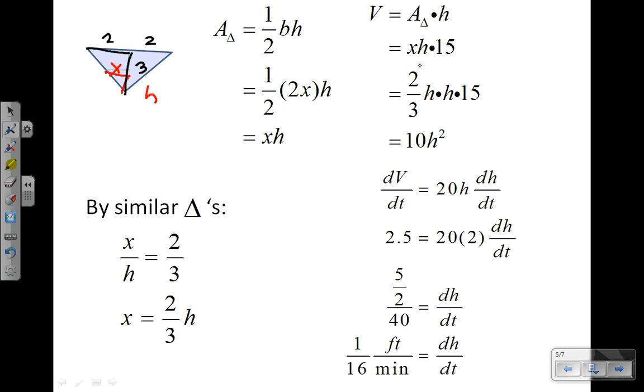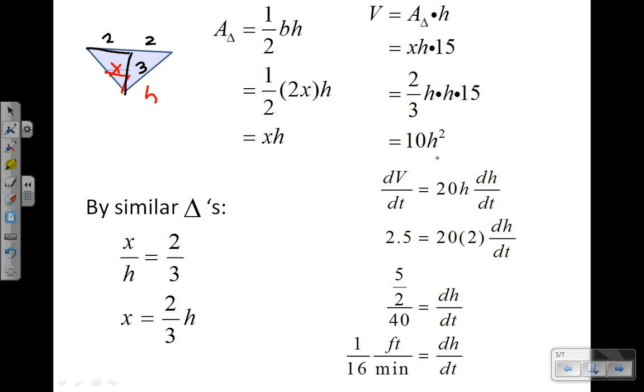So I still have too many variables in there for my taste. I could take the derivative right now and do it implicitly with x and h, but I made the decision to get rid of x so that I would have only one variable before I took the derivative. So I came over to my similar triangles and said x was 2/3 of h. If I plug in 2/3 h for x, I can rewrite my volume equation just in terms of h. So I got out of having to do it implicitly by substituting before taking the derivative. When I simplify, it comes out to 10h squared.